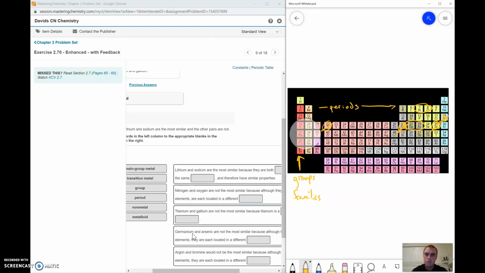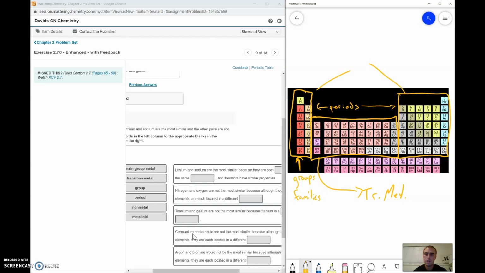I'm going to erase some of my scribbles. I've left on there groups and periods for our reference. This section here in the middle is referred to as the transition metals. These over here plus all of these over here, these are the main group metals.